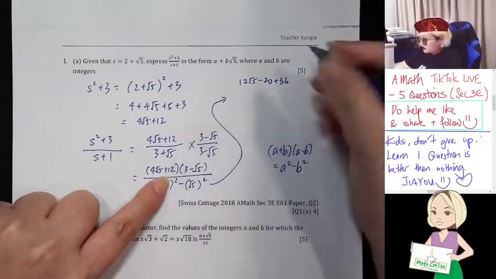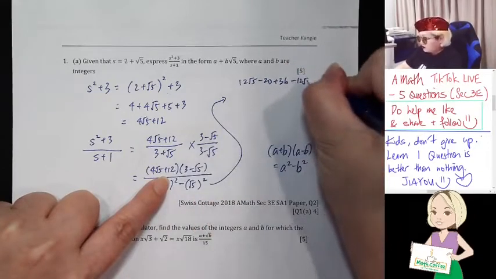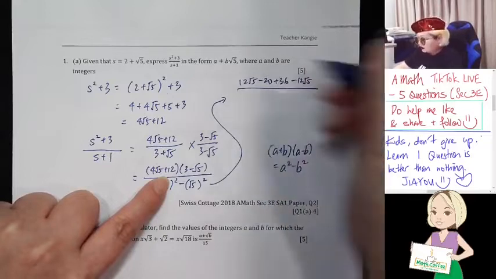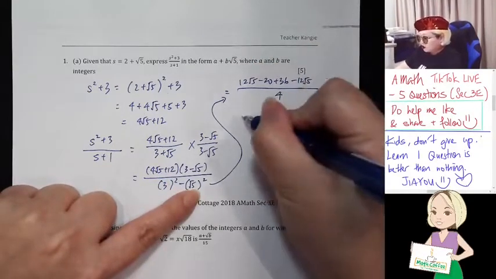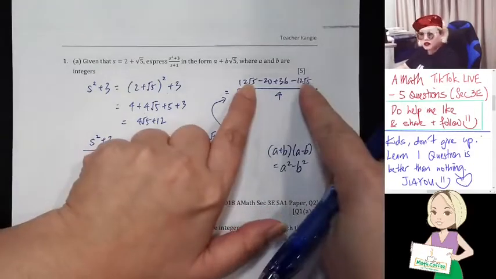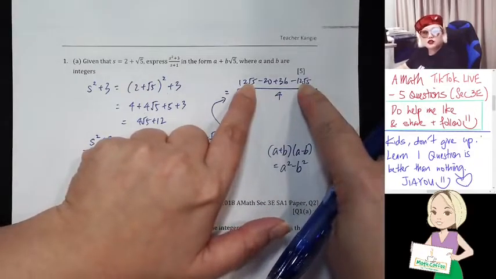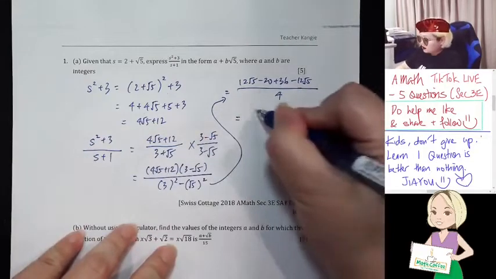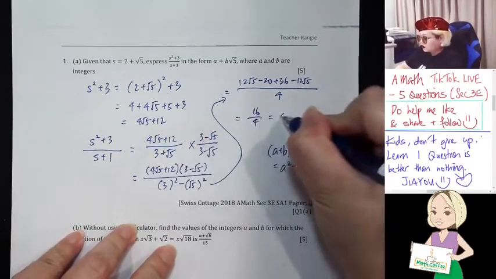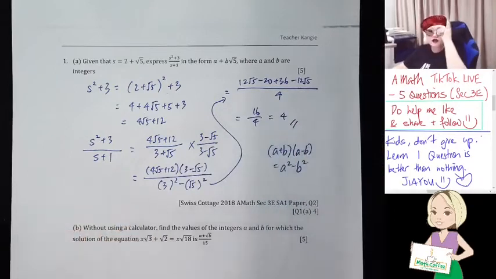This one times this one is minus 12 square root 5. And don't forget our denominator, 9 minus 5, so denominator is 4. So you can see this minus this net off each other, so no more square root 5. Then the numerator is 16, so it becomes 16 over 4, which equals 4. Yes, Shichen, you are right, so it's 4.